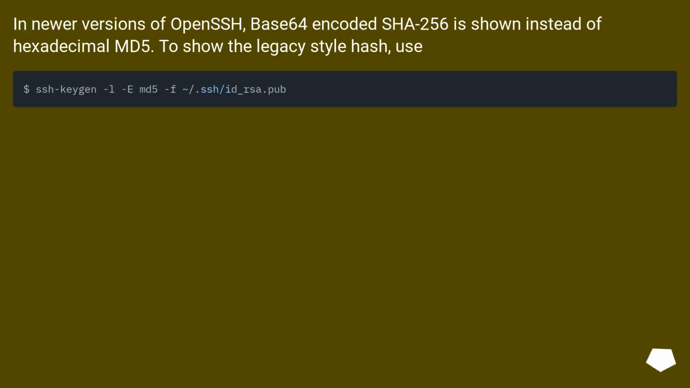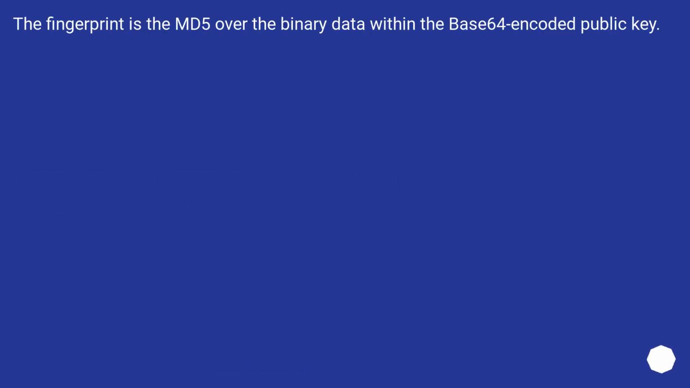In newer versions of OpenSSH, base64 encoded SHA-256 is shown instead of hexadecimal MD5. To show the legacy style hash, use this option. The fingerprint is the MD5 over the binary data within the base64 encoded public key.